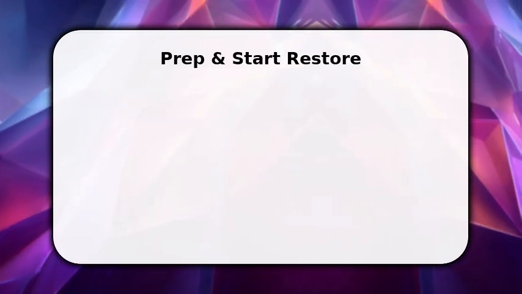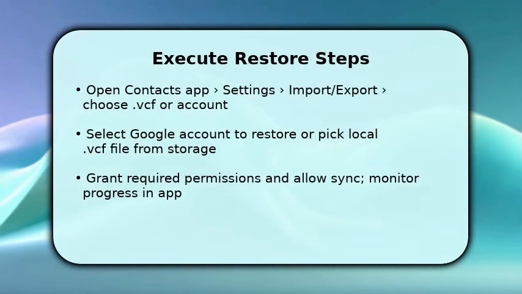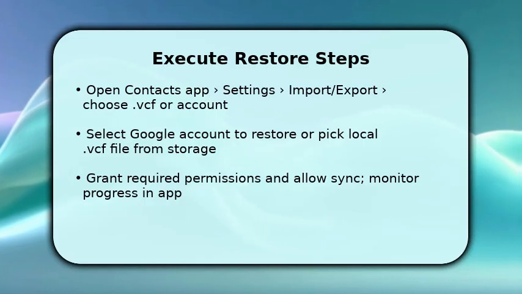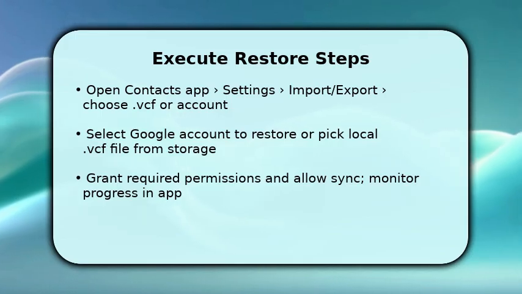Once done, open the Contacts app to start the actual restore process and follow prompts for account or VCF import. You now perform the detailed restore. In Contacts, go to Settings and pick Import/Export. Choose Import from VCF or Restore from your Google account. If using Google, select the account and enable Contacts Sync.